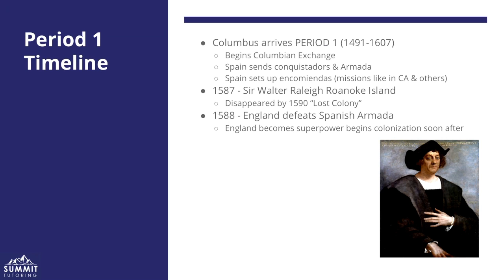All right, so if we look at our period 1 timeline here, it starts off when Columbus arrives. Then we move into the Columbian Exchange. Then we'll see that Spain sends explorers. And then we have Sir Walter set up Roanoke Island, that is known as the Lost Colony, that disappeared by 1590. And then we have in 1588, England defeats the Spanish. And then England becomes the superpower and starts colonizing shortly after that.